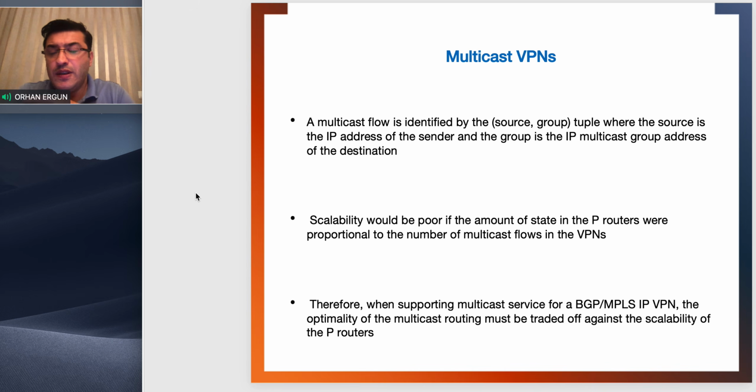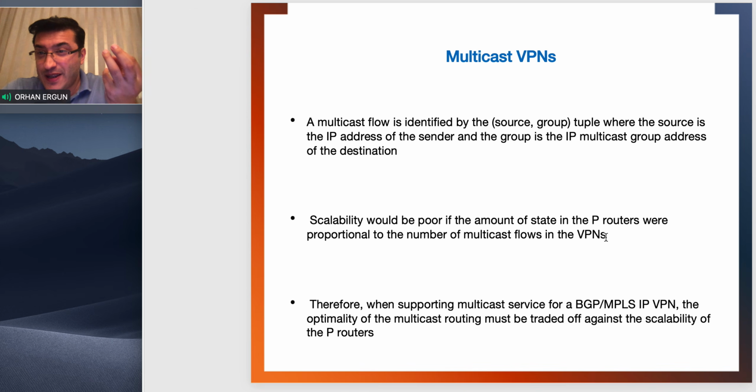The multicast flow is identified by some information in the packet. So a multicast flow is a source and group tuple, where the source is the IP address of the multicast sender, and the source we have been using interchangeably, IP address, unicast obviously. And the group is the IP multicast group address of the destination. Scalability would be poor if the amount of state in the P routers were proportional to the number of multicast flows in the VPNs. What we are saying is, more flows, less scalable.